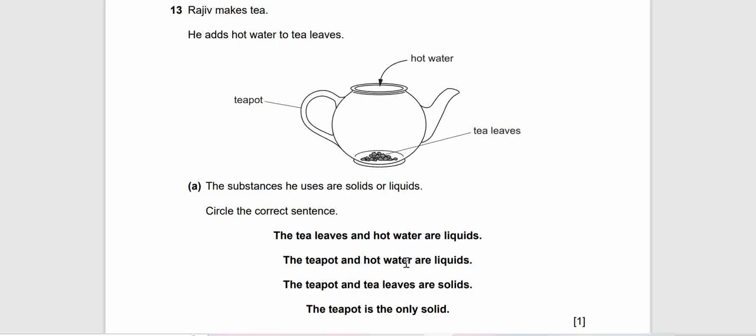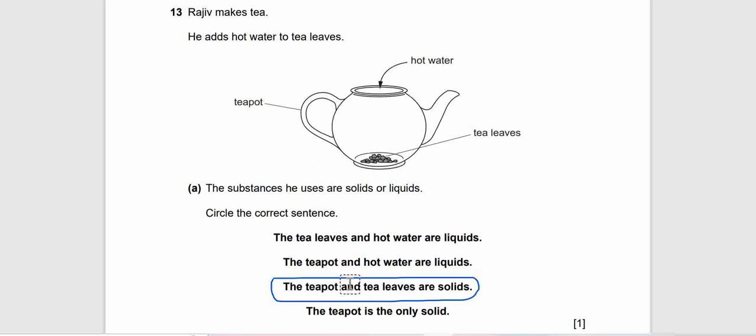All right, let's check out the answer, guys. Here we go, so the teapot and the tea leaves are solid, while the hot water is liquid.